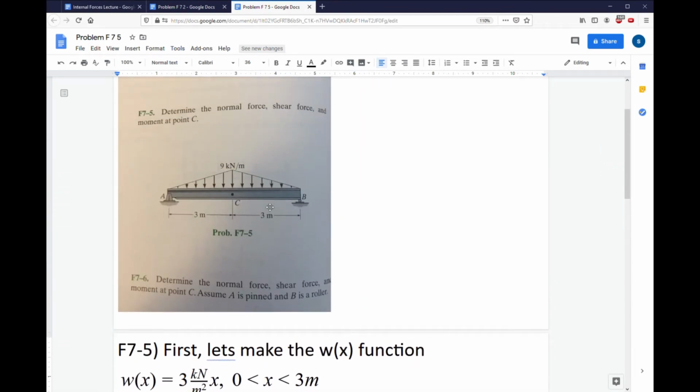So next thing we are going to do is cut this beam at point C. And I've selected to look at the left half.